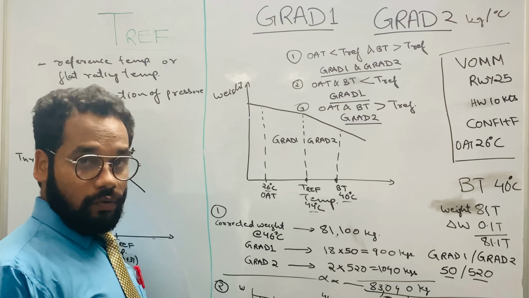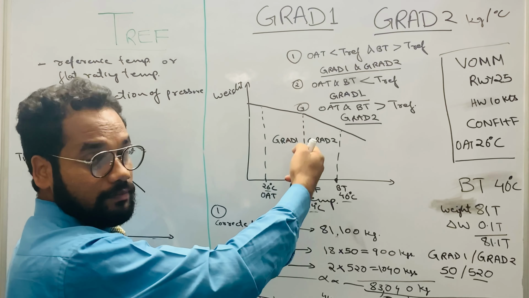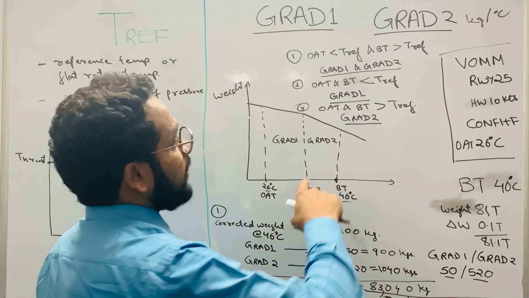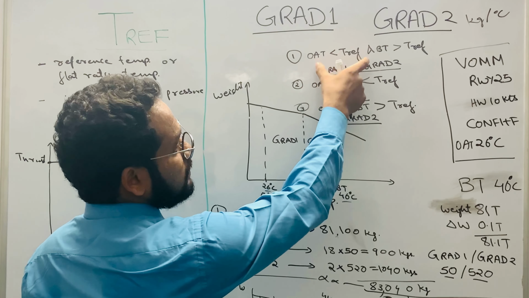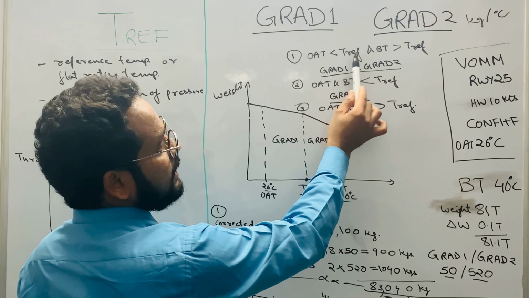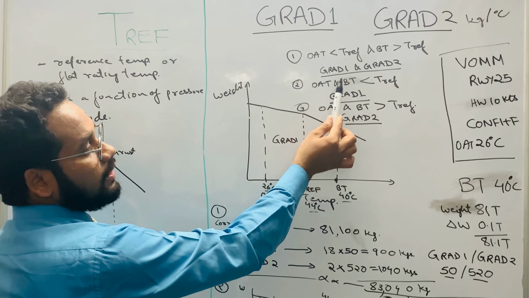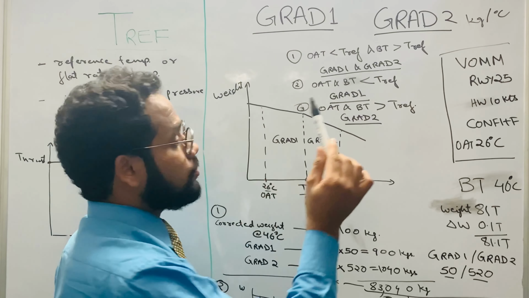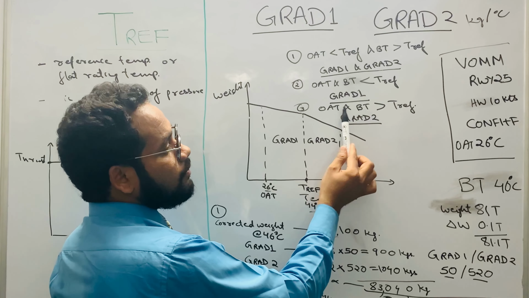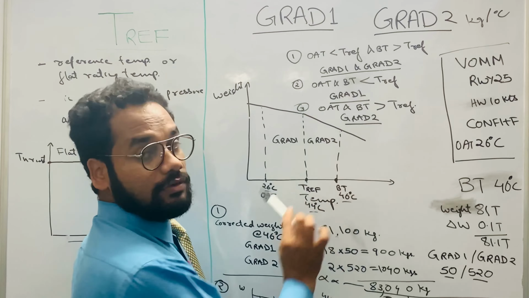Next is how. In order to apply the grad corrections, the procedure is this one. There are three ways in which you can apply the grad correction. The first case is when the OAT is less than TREF and the box temperature is greater than TREF: both corrections will apply. If the OAT and the box temperature, which is the lowest temperature on the chart, are less than TREF, then only grad 1 is applicable. If they are greater than TREF, then only grad 2 is applicable.